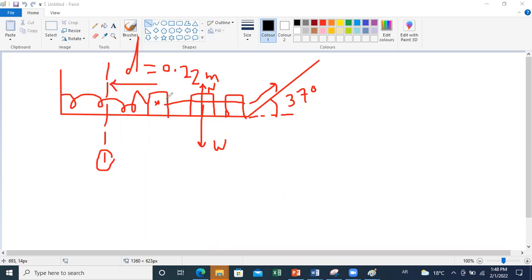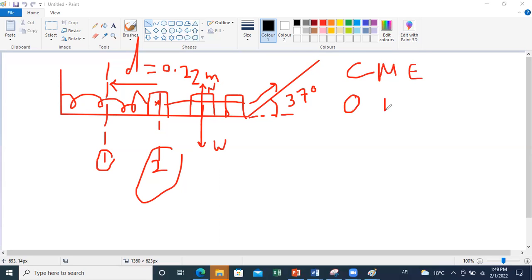So how to get the velocity of the block when moving on the horizontal path? What should I do? Conservation of mechanical energy. Very good. I consider this is state 1, this is state 2. I apply conservation of mechanical energy between 1 and 2. What is the type of energy at point 1? Do I have a kinetic energy at 1? No. So kinetic energy at 1 is 0.